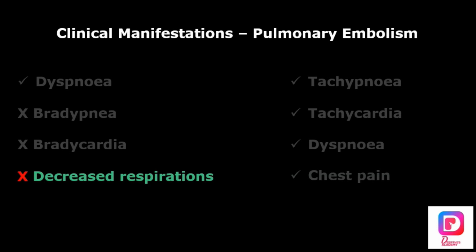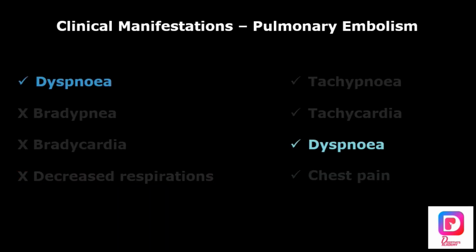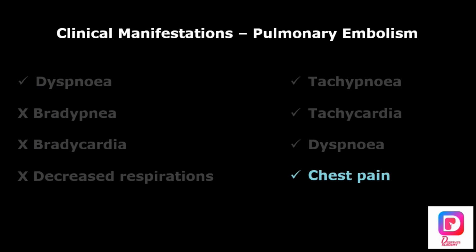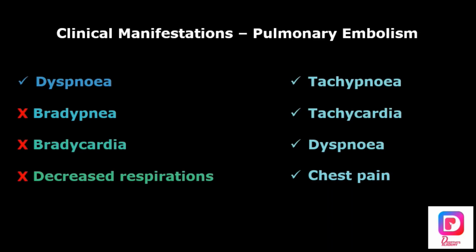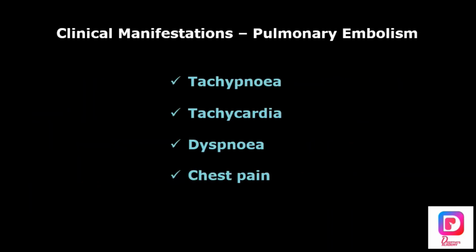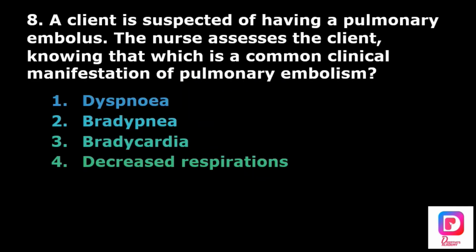Decreased respirations. That's also wrong. The patient will be having increased respiratory rate. Dyspnea. Yes, the patient will be having dyspnea. And also chest pain will be another clinical manifestation we can see from the patient condition. So here are the clinical manifestations once again: tachypnea, tachycardia, dyspnea and chest pain. Coming back to the question, which is the most common clinical manifestation of pulmonary embolism? Yes, it is dyspnea.